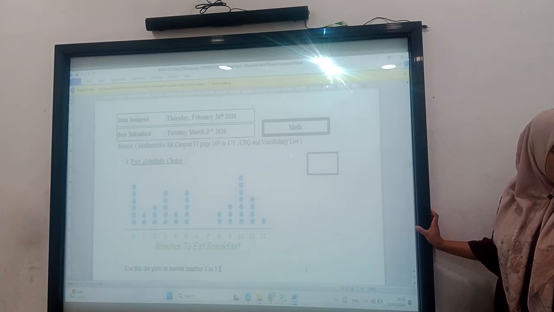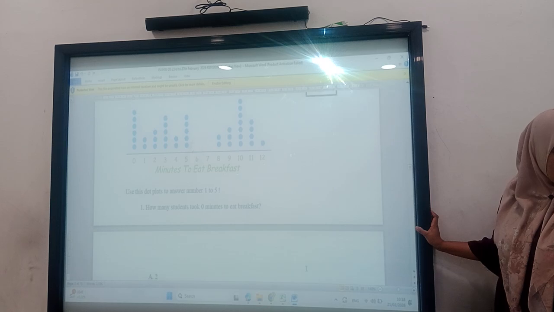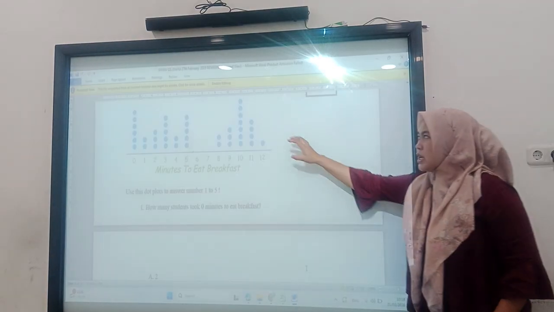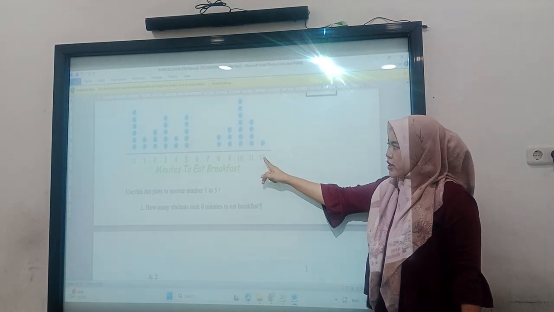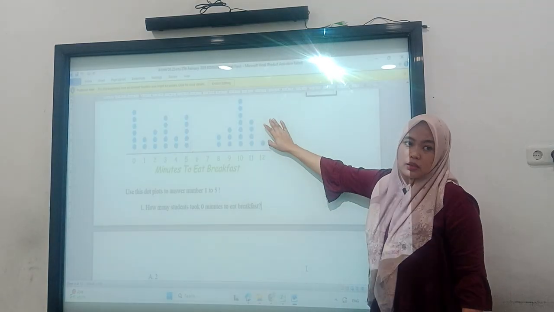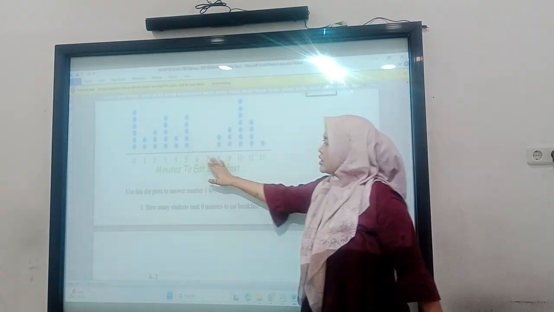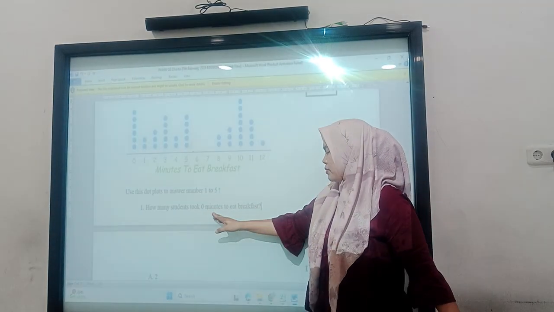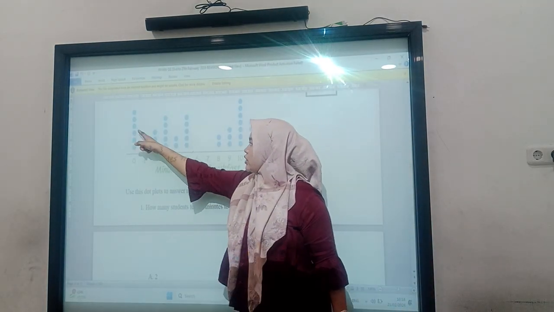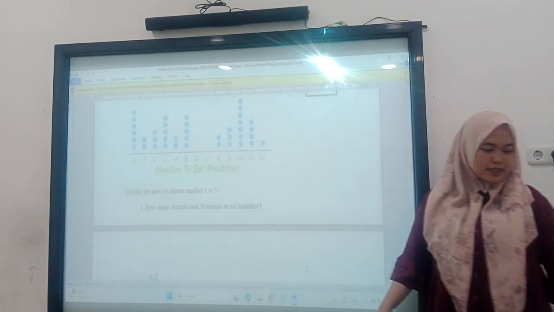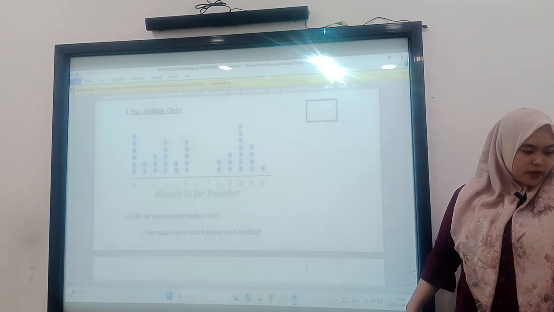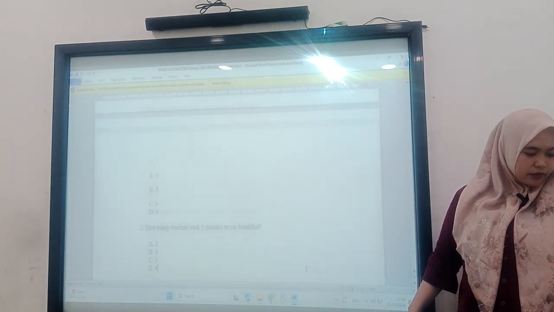From 0 to 12, the relation from the question to the dot plot. These dot plots help the student to read the data based on this one. The dots are the students, the number of students, but in here the minutes. So they know how many students took 1 minute or 0 minutes to eat breakfast. So 1, 2, 3, 4, 5, 6. 6 students. The answer is C. And then how many students took 5 minutes to eat breakfast? 1, 2, 3, 4, 5. 5.